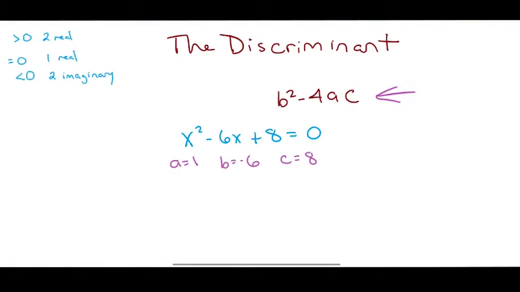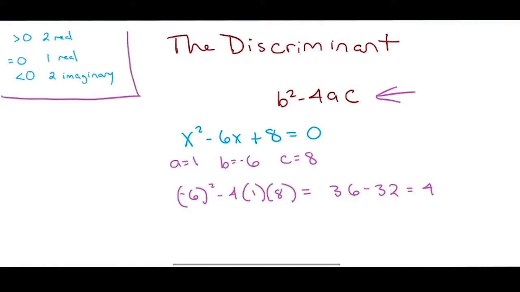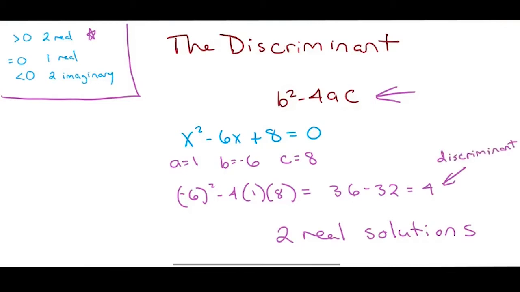b squared is negative 6 squared, minus 4 times a times c. Well, that's 36 minus 32, and that is 4. Now, I look at my chart up here, and 4 is greater than 0. So that means that there are two real solutions. So this number here, we will label the discriminant, and the answer that they're looking for is the two real solutions.